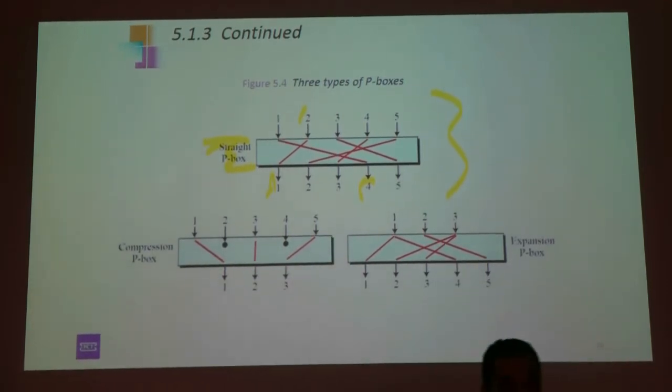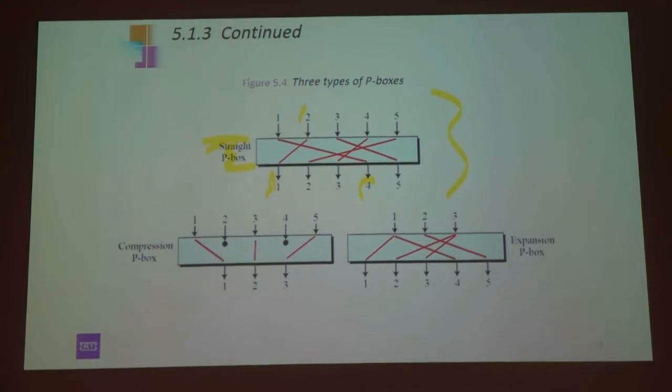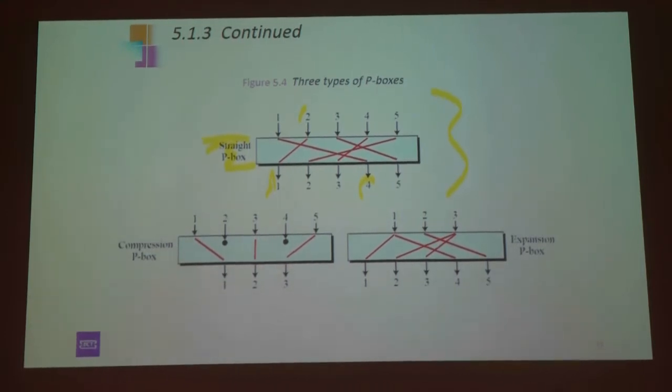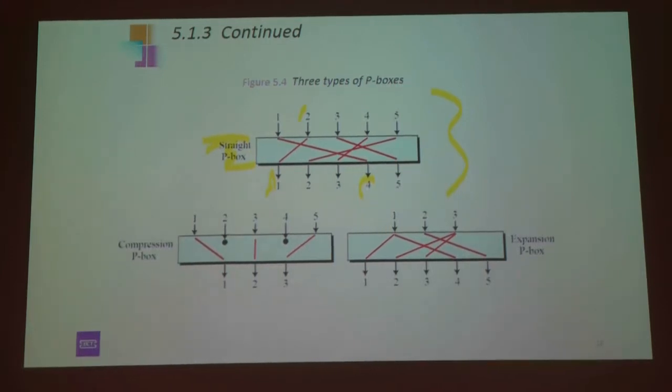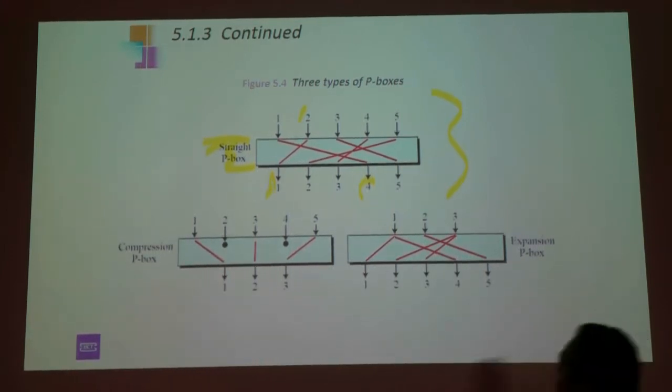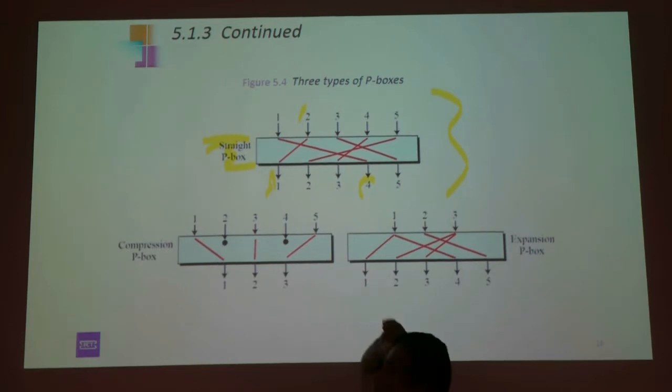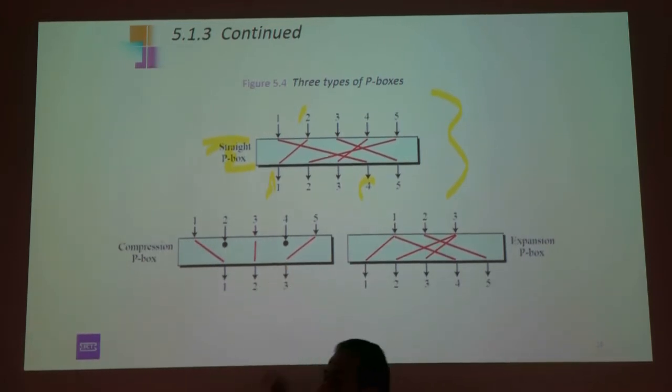We compressed. So what is a P-box? Inputs and outputs. The straight one, we have 5 inputs, and every input is going to go to an output. We'll have output, but it's our mixed map. Alright? Compression, we compress.